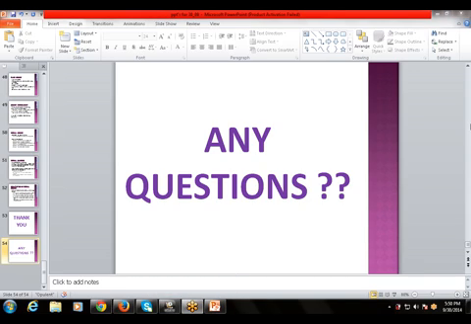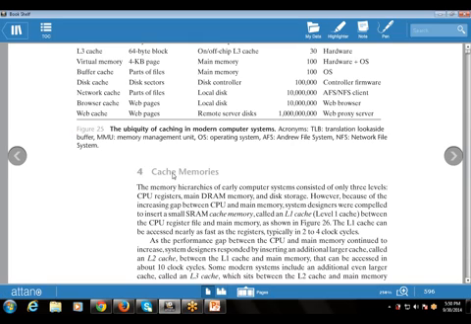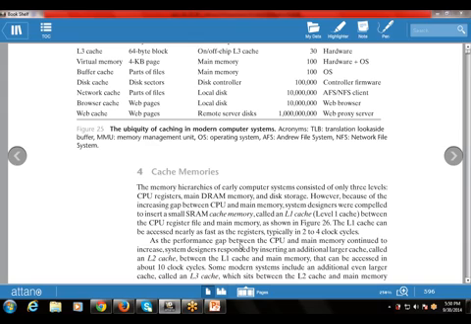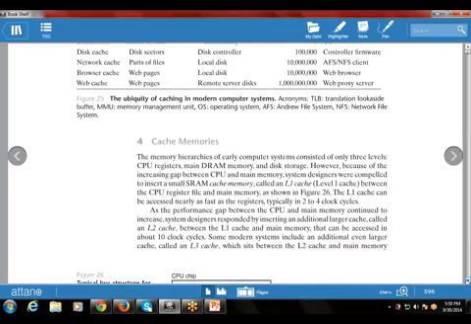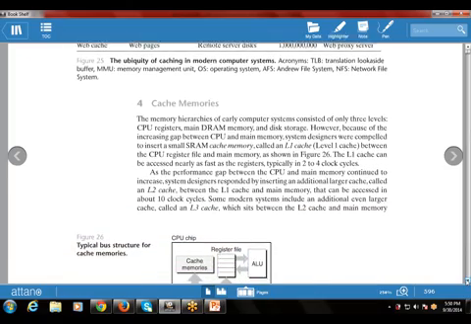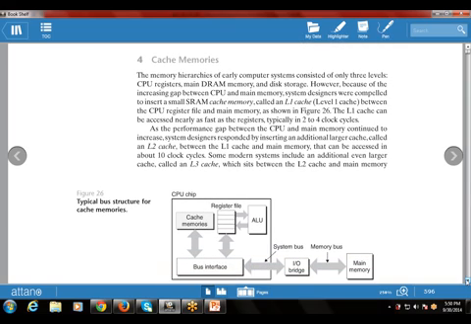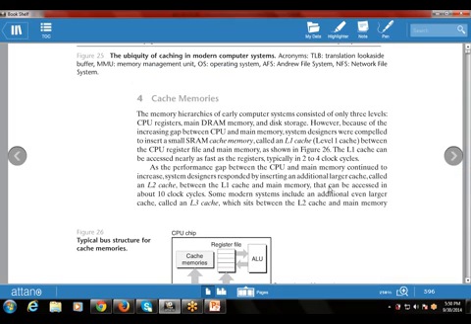In tomorrow's class, I will start with the new concept, cache memory. This is your next topic, cache memory in detail. Today I discussed some topics like cache, hit, and miss, but in tomorrow's class I will discuss the detailed version of the cache memory, that is what L1 cache, L2 cache, and L3 cache are. So this is tomorrow's topic.